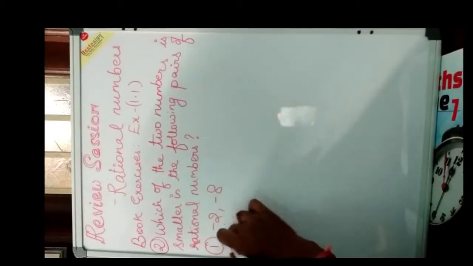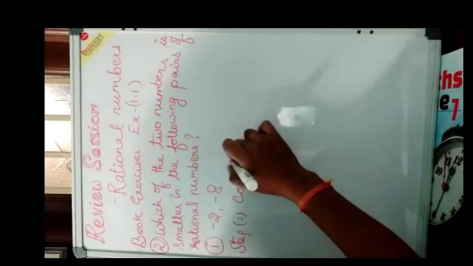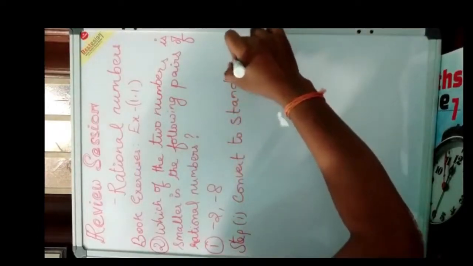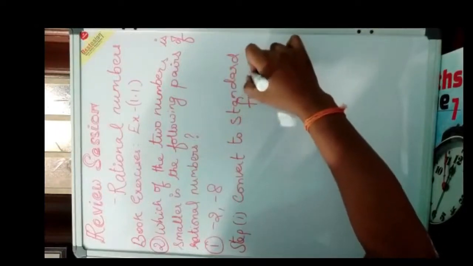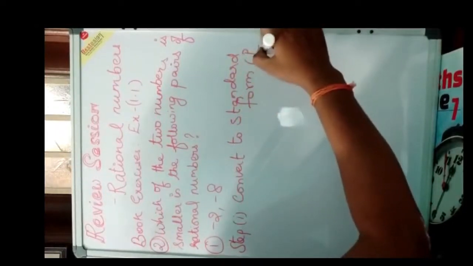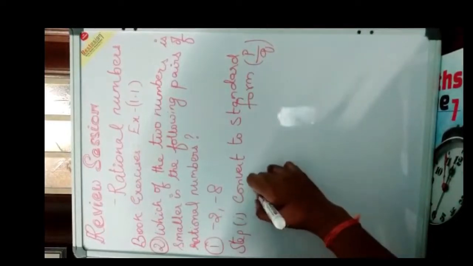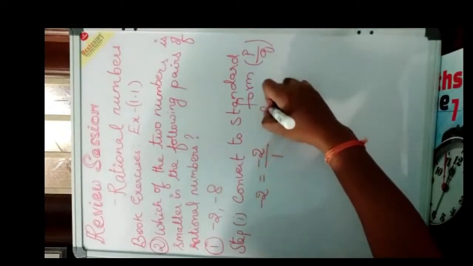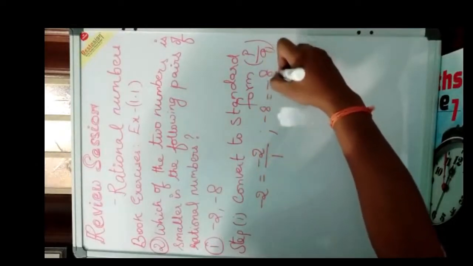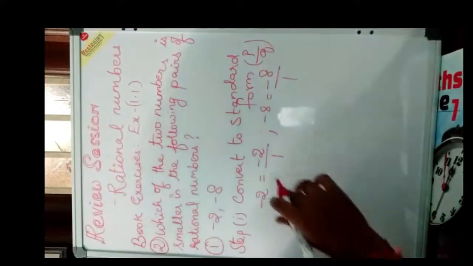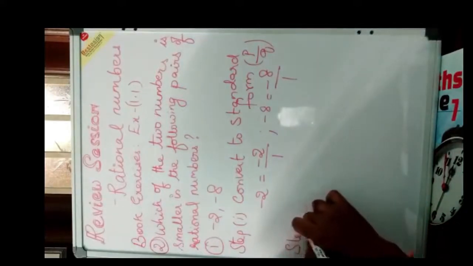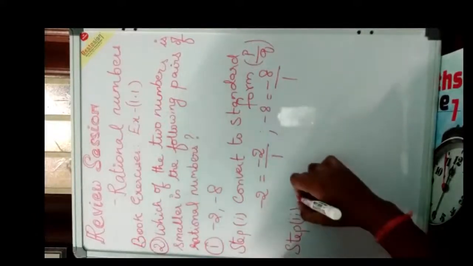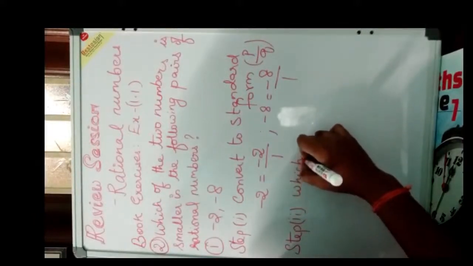So step 1, convert to standard form. Standard form is nothing but p by q form. So minus 2, I can convert it as minus 2 by 1. Similarly, minus 8, I can convert it as minus 8 by 1. So now I have converted. Step 2, I need to find which one is smaller.